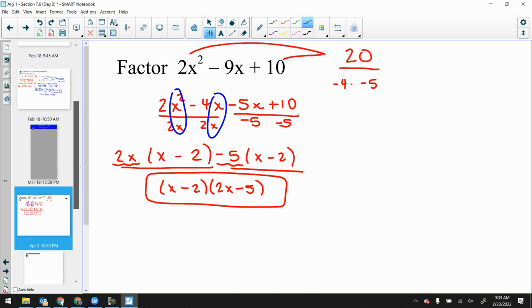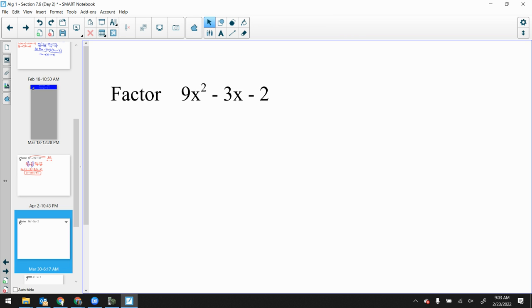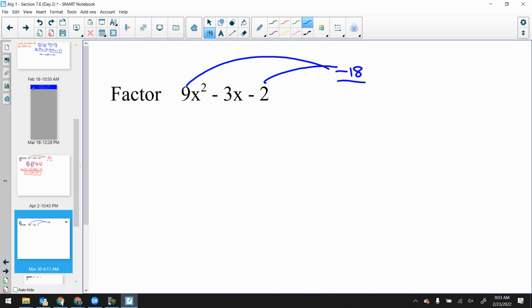Okay, let's do the next one. Again, if you did not get to this one, please do this one along with me. What am I going to find the factors of? Negative 18. Let's move this down a little bit. Factors of negative 18 that add to get what? Negative 3. What are they? Negative 6, positive 3.